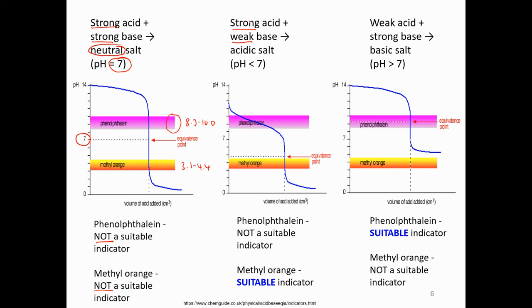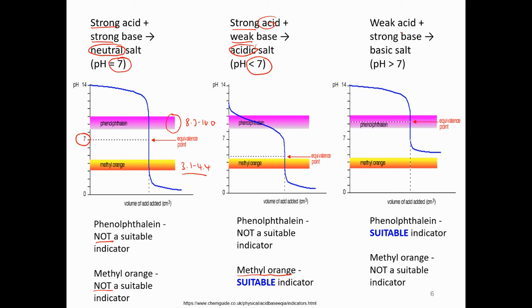How about strong acid and weak base? If strong acid and weak base, we have an acidic salt, which is less than 7. If it's less than 7, then between phenolphthalein and methyl orange, we will choose methyl orange, because its range lies between 3.1 to 4.4. So it is possible that methyl orange will be a suitable indicator.